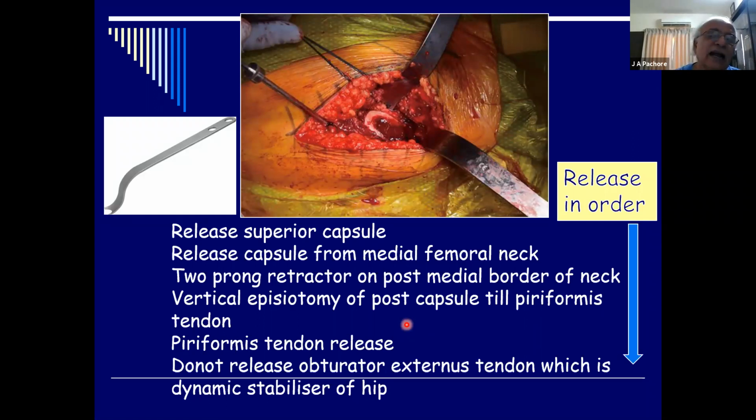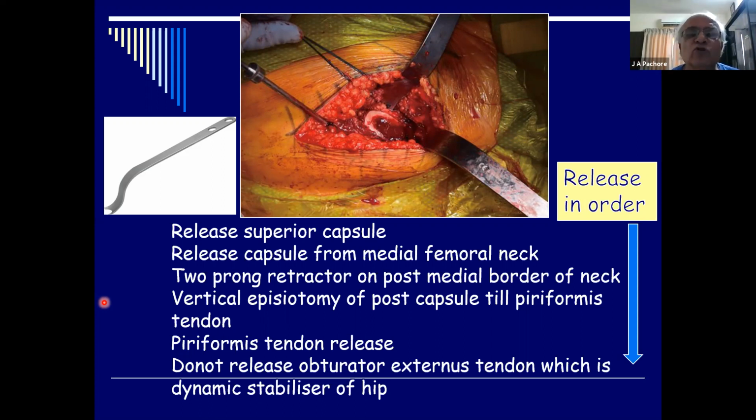At any cost, do not release the obturator externus tendon, which is a dynamic stabilizer of the hip. So don't release obturator externus. I'm repeating again. First is the superior capsule, followed by the capsule on the medial femoral neck. Third is a vertical episiotomy of the posterior capsule till piriformis, and last is the piriformis tendon. That's it. So that is the sequence of release for bringing the femur up out of the wound.